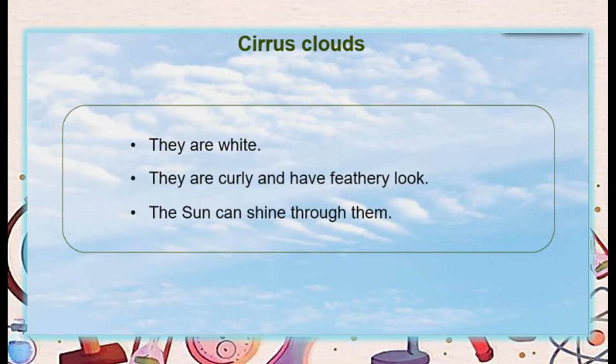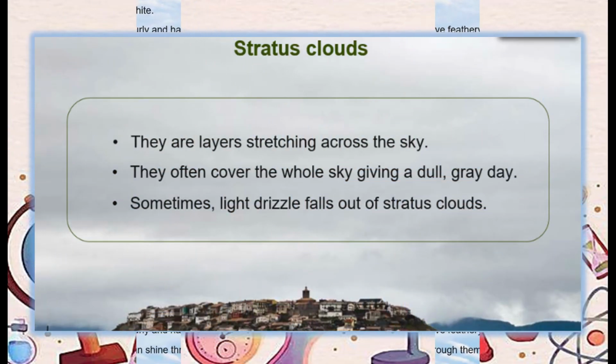First kind of cloud is cirrus cloud. Cirrus clouds are white. They are curly and have a feathery look, and the sun can shine through them. Stratus clouds form layers stretching across the sky. They often cover the whole sky, giving a dull gray day. Sometimes, light drizzles fall out of these clouds.